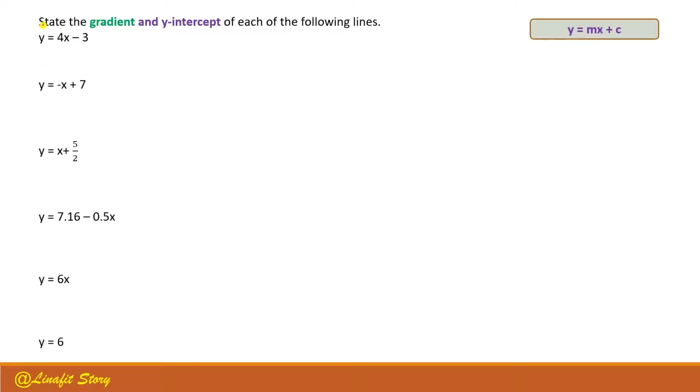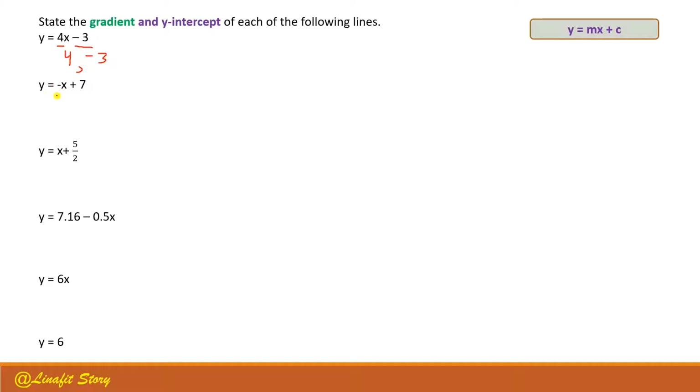State the gradient and y-intercept of each of the following lines. Remember, y is equal to mx plus c. y is 4x minus 3. So the gradient is 4 and the y-intercept is negative 3.